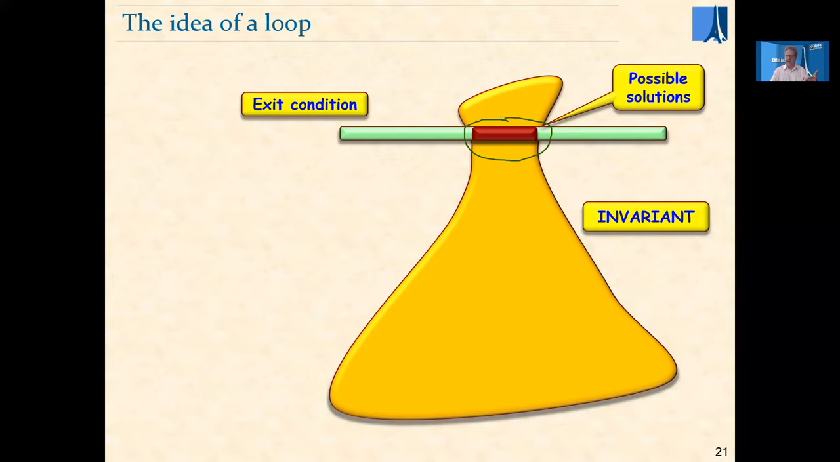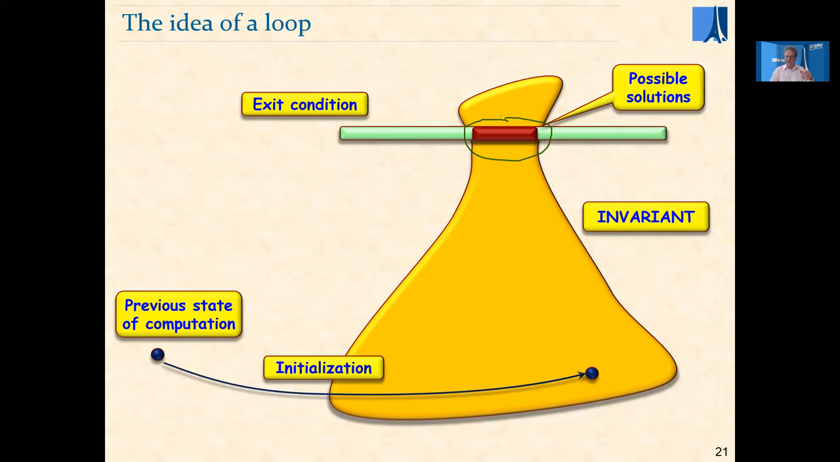So we express the final condition as a conjunction, or the same thing as an intersection of two properties: the invariant, which is the generalization of the condition that we're seeking to achieve, and an exit condition. And then the general strategy is that we're going to start by going into the invariant area.